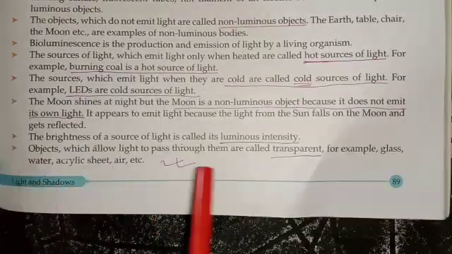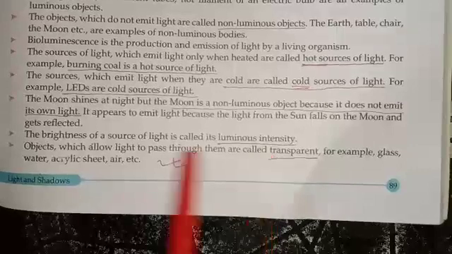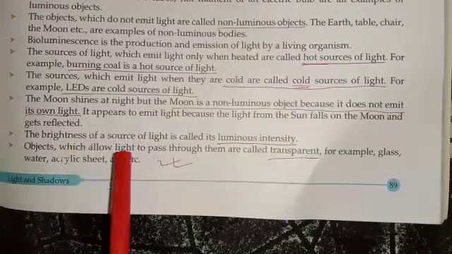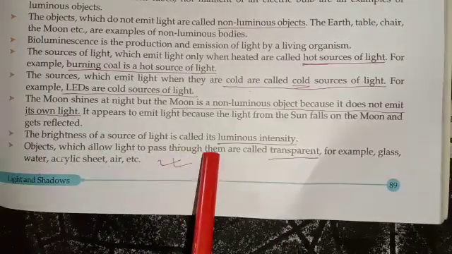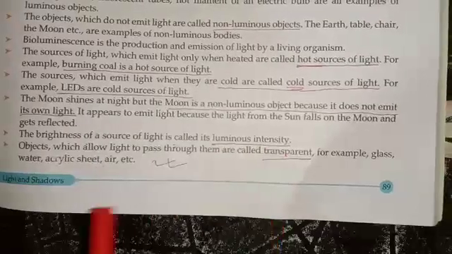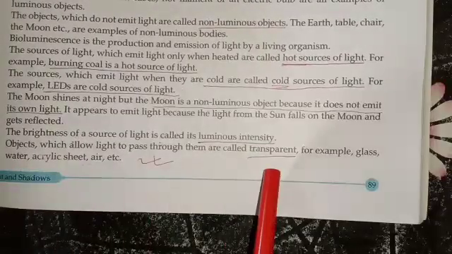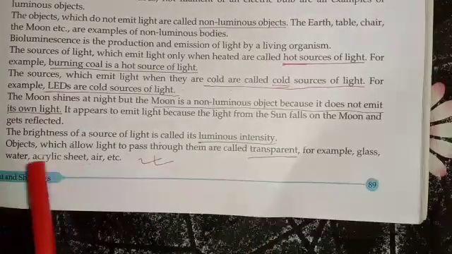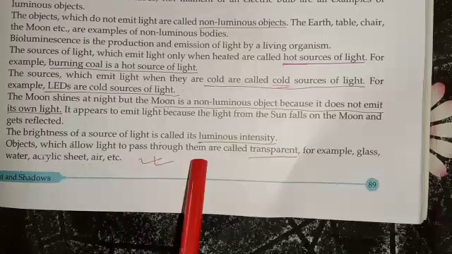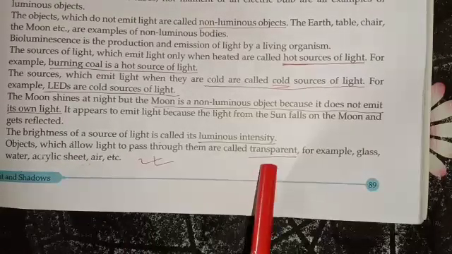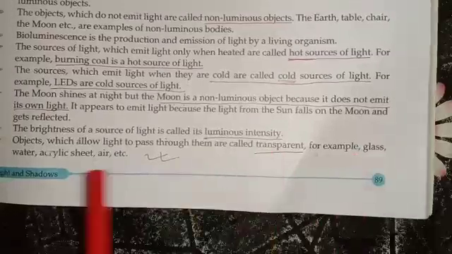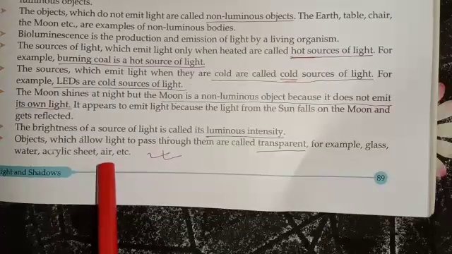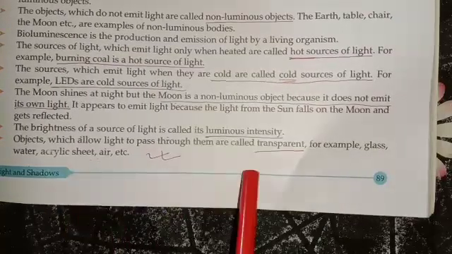Next, what is luminous intensity? The brightness of a source of light is called its luminous intensity. Next, they are discussing transparent objects. Objects which allow light to pass through them are called transparent objects. For example, glass, water, acrylic sheet, air. These are all examples of transparent objects.